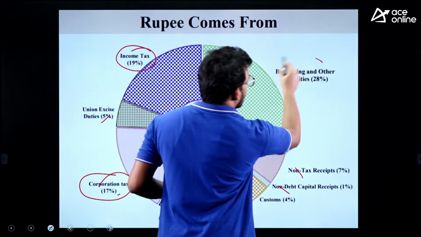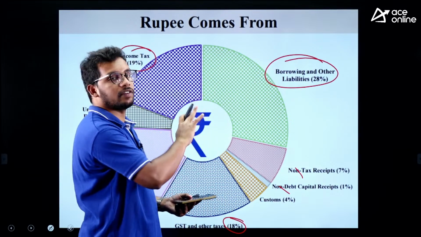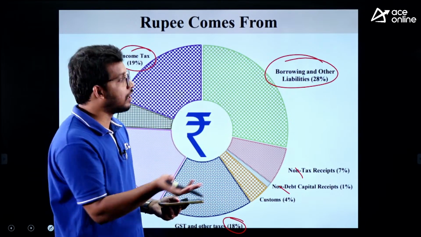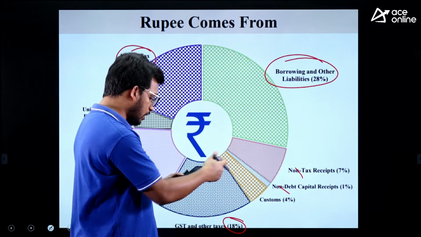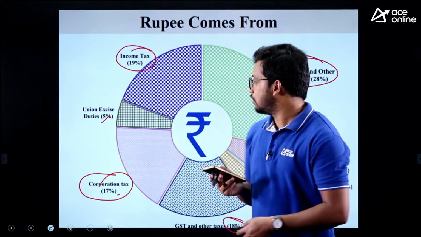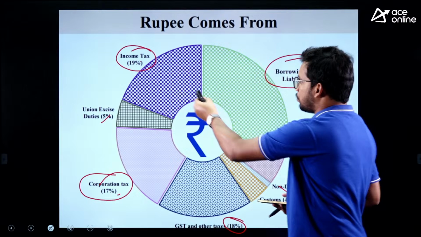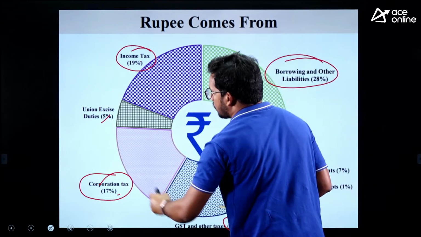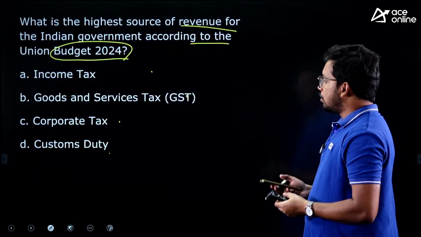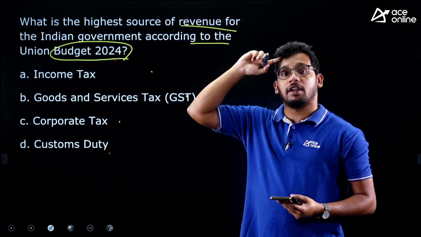And borrowings and other liabilities are not revenue, but a debt of the government, which is not part of revenue. So you can eliminate that completely. Now tell me, what is the answer for this? We have seen where the rupee comes from. How much revenue is coming for the government? Is it income tax or GST or corporate tax? According to this budget, which one is the highest source of revenue for the government?